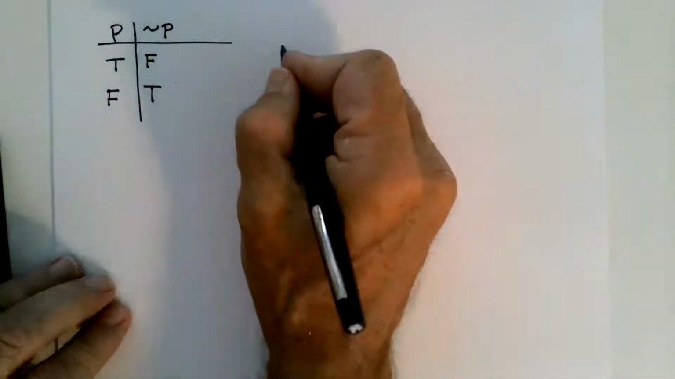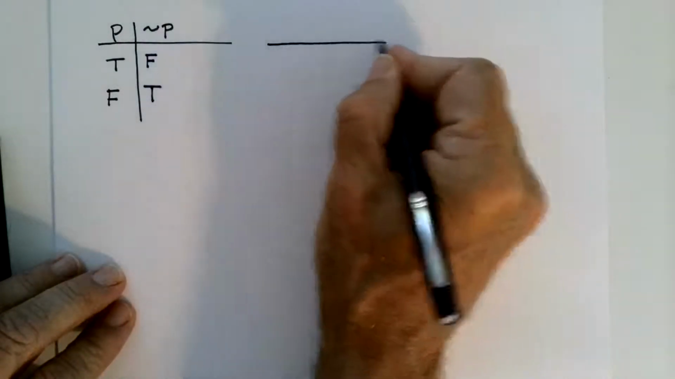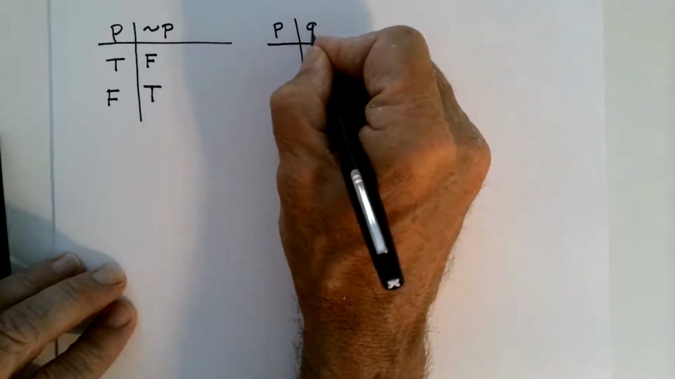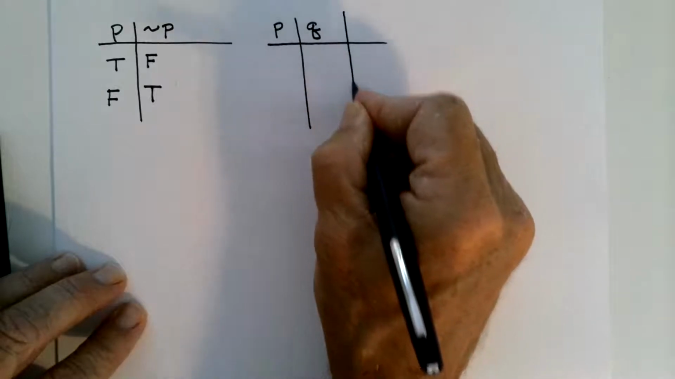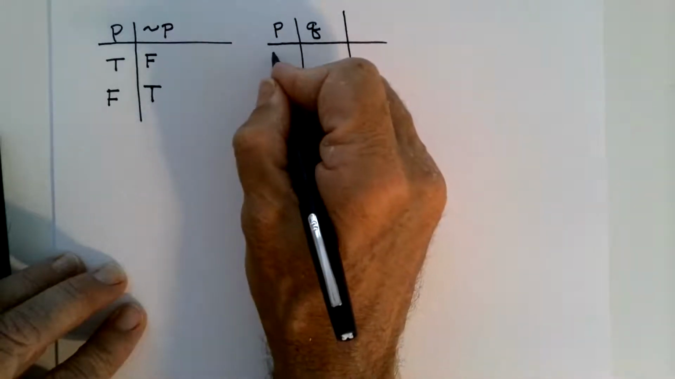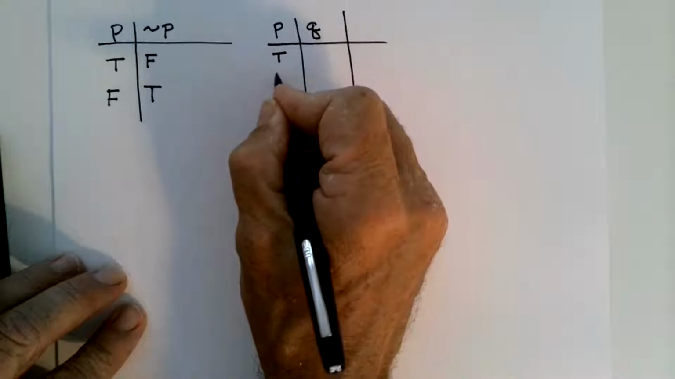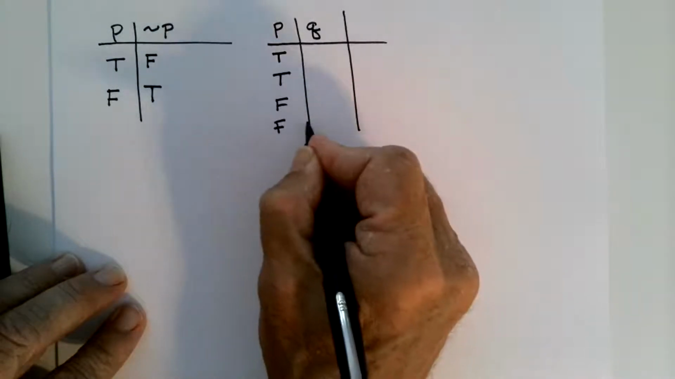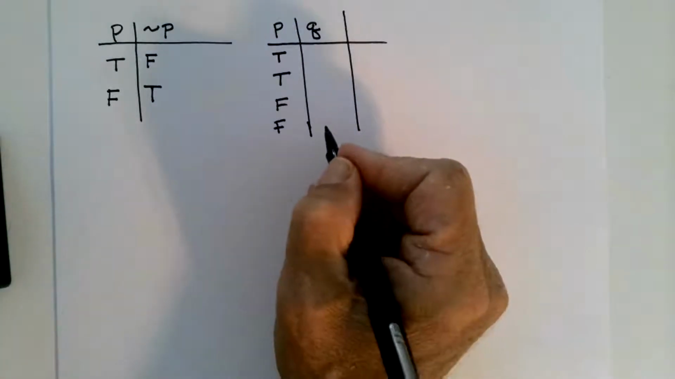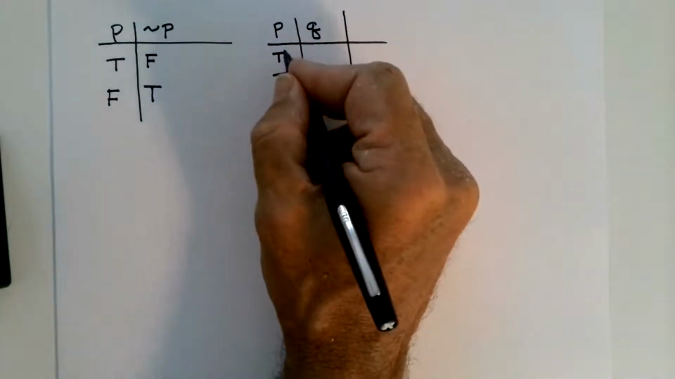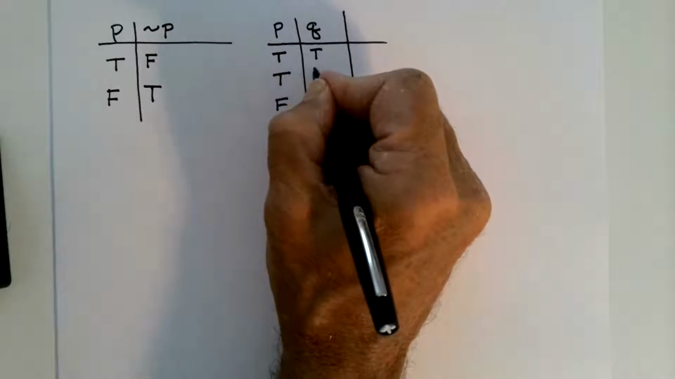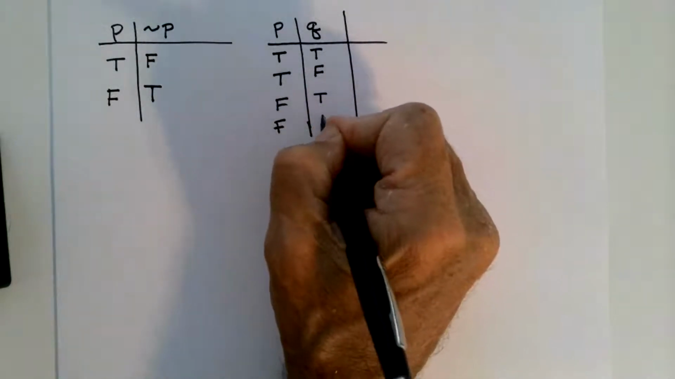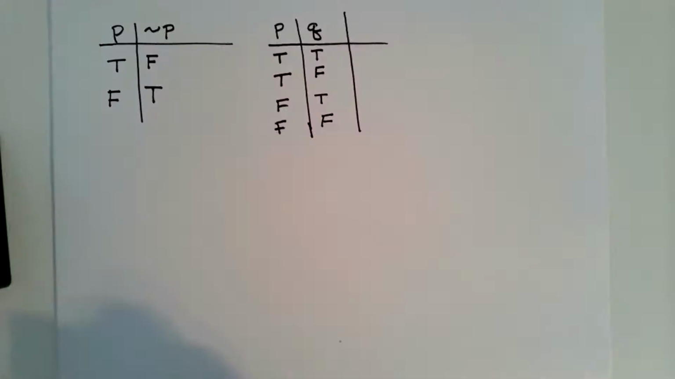Note if we have two separate statements, we have P and we have Q. So what are all the possibilities for P? Well, P could either be true or false. So we'll say true, true, false, false. Q could be true or false. So what are all my possibilities? If P is true, Q could either be true or false. If P is false, Q could either be true or false.